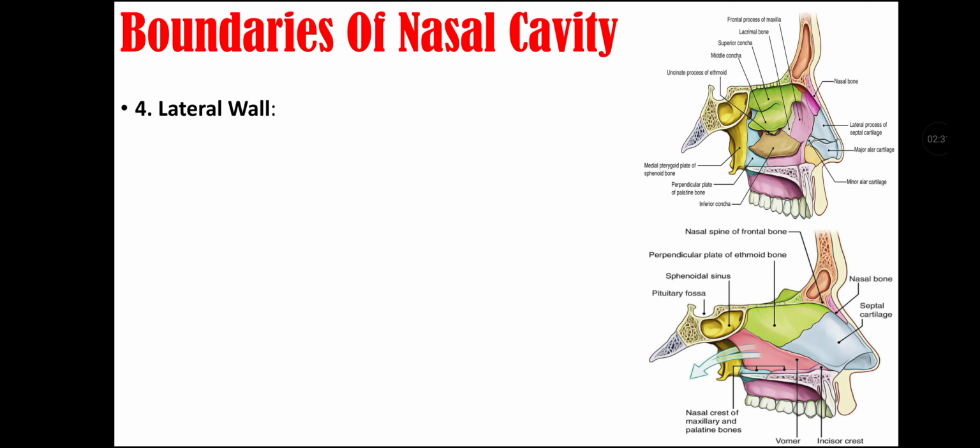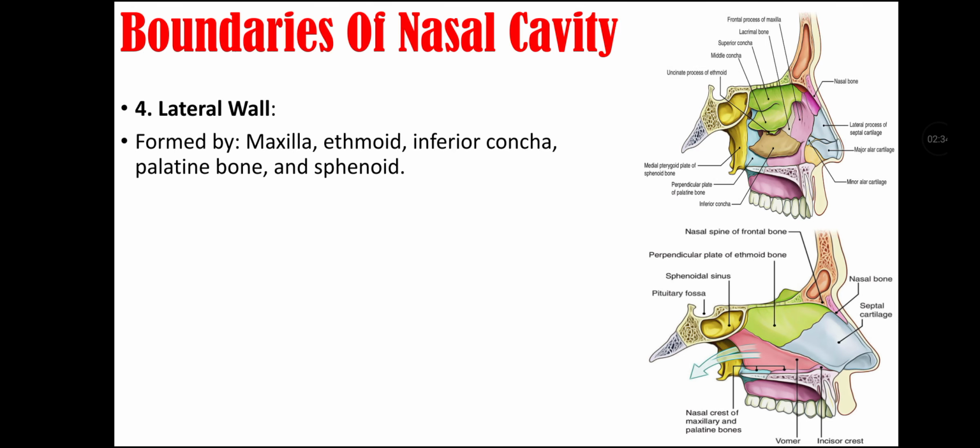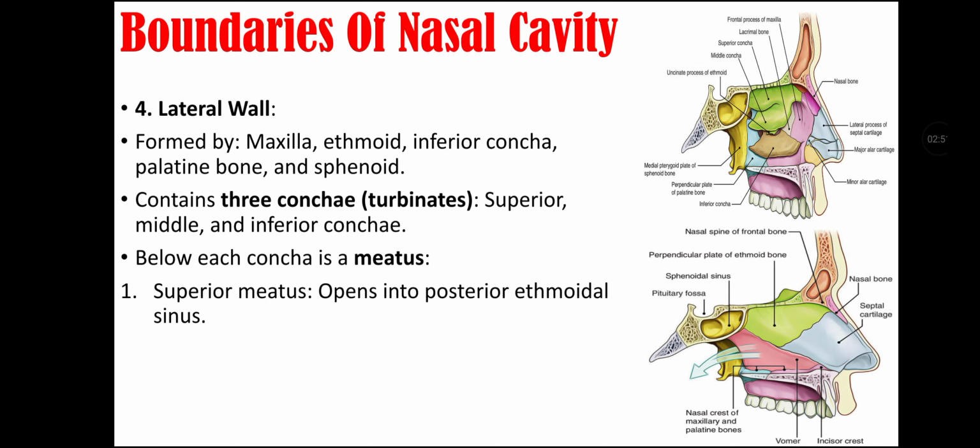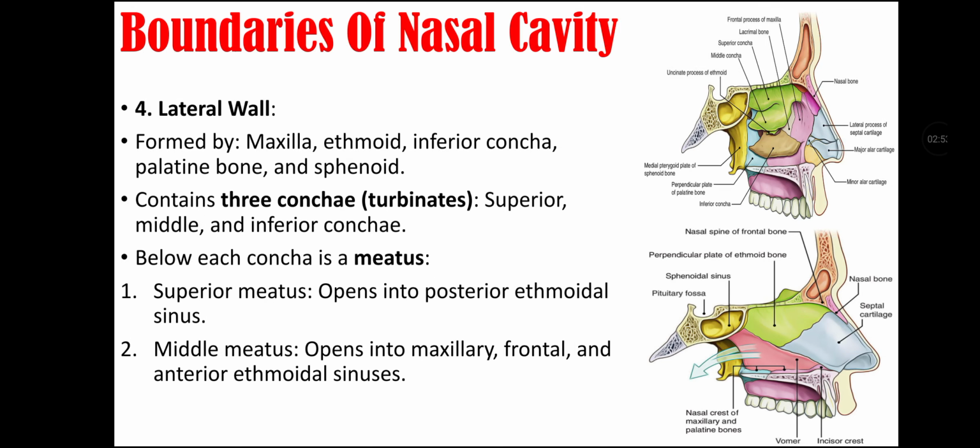Next boundary of nasal cavity is lateral wall that is formed by maxilla, ethmoid, inferior conchae, palatine bone and sphenoid bone. This lateral wall contains three conchae or turbinates that include superior conchae, middle conchae and inferior conchae. And below each conchae is a meatus that includes superior meatus, middle meatus and inferior meatus.